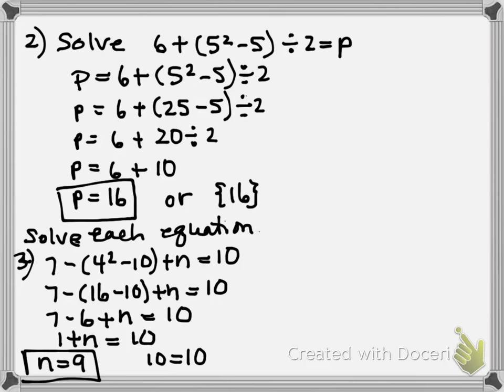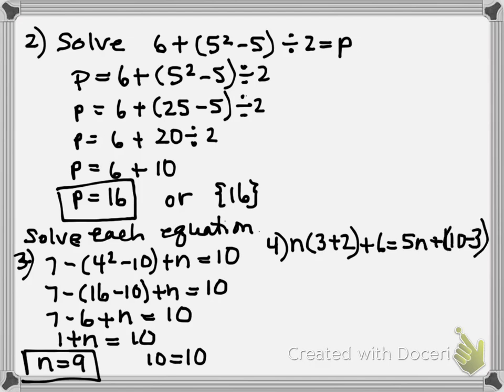At this point, I want you just to do it this way because I want you to look for some patterns that are going to occur. And so number 4, in particular, has an interesting pattern. So this one has n times the quantity 3 plus 2, plus 6, equals 5n plus the quantity 10 minus 3. So this one changes because n shows up 2 places, right?